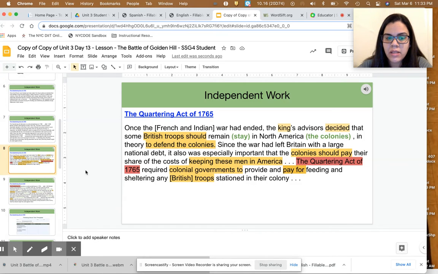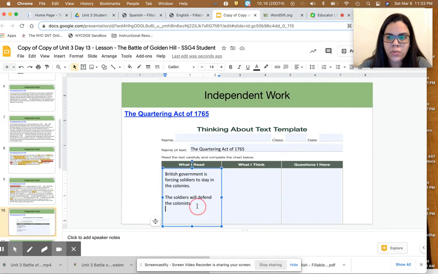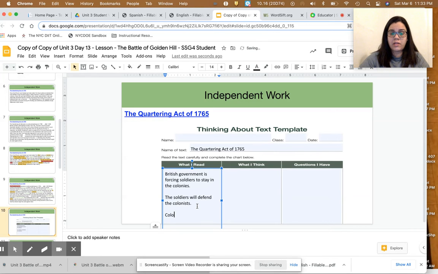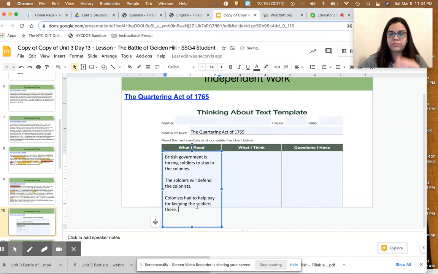The Quartering Act of 1765 required colonial governments to provide and pay for feeding and sheltering any British troops stationed in their colony. Okay, so, wow. So, colonists had to help pay for keeping the soldiers there.